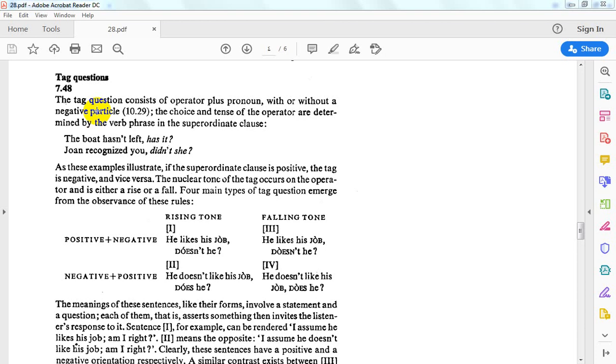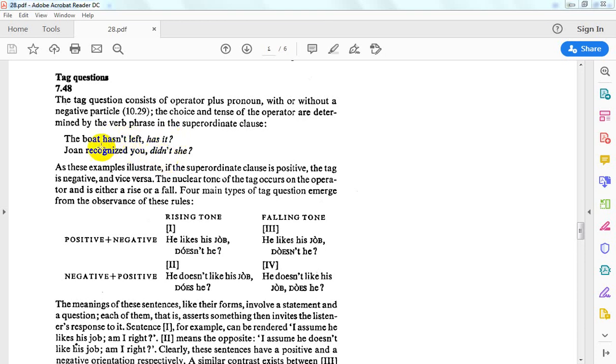Of course, by superordinate he means the main sentence, the main sentence on the basis of which I form my tag question. The poet hasn't left. The poet hasn't left. This is the superordinate clause, the main clause. I keep it as it is, and then the tag question, has it, followed by what? Followed by a question mark.